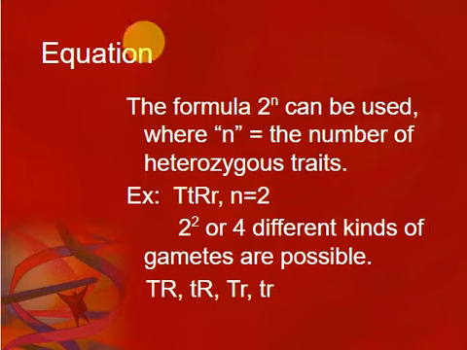So the formula 2 to the n can be used, where n is the number of heterozygous traits. If we've got 2 heterozygous traits, 2 to the second is 4 different possible gametes. If we had 3, like TT, RR, UU, then n would be 3, so 2 to the third: 2 times 2 is 4, times 2 is 8. So there are 8 different gametes in that possibility.